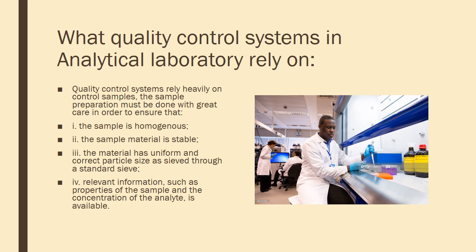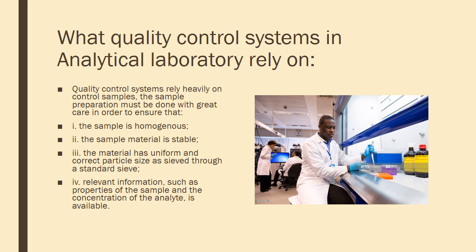Quality control systems rely heavily on control samples. The sample preparation must be done with great care in order to ensure that the sample is homogeneous. Your sample has to be thoroughly mixed with the reagent, and the exact quantity of a particular reagent that needs to be added should be added across the board. So the sample has to be homogeneous if you expect to get a reliable result. And also the sample material has to be stable.